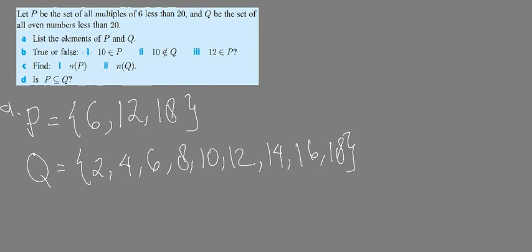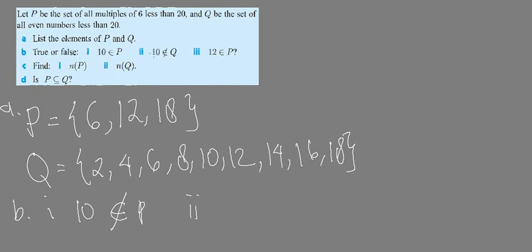B, true or false. Let's write P. True or false: 10 is an element of P. Let's go to P. Do you think 10 is an element of P? Can you find 10 over here in the P? No. So, B(i), 10 is not an element of P.